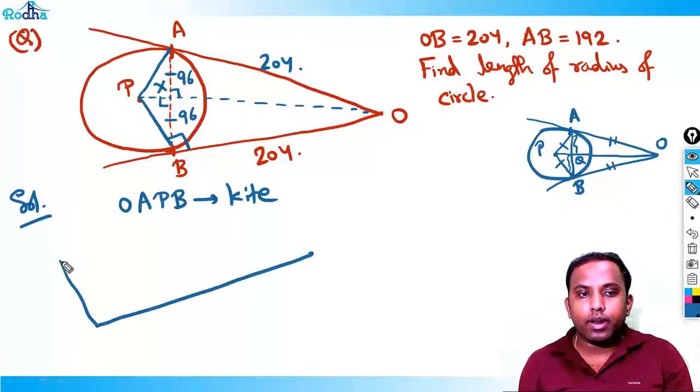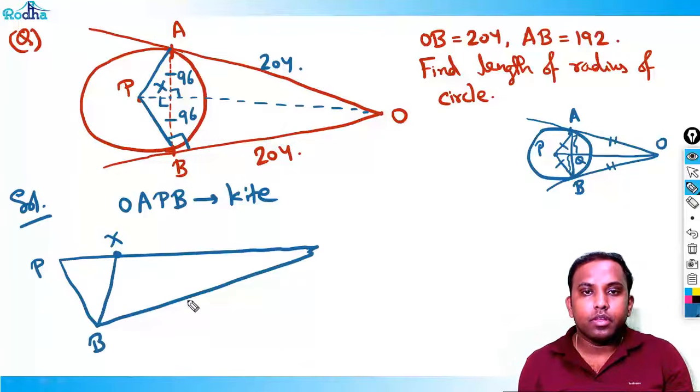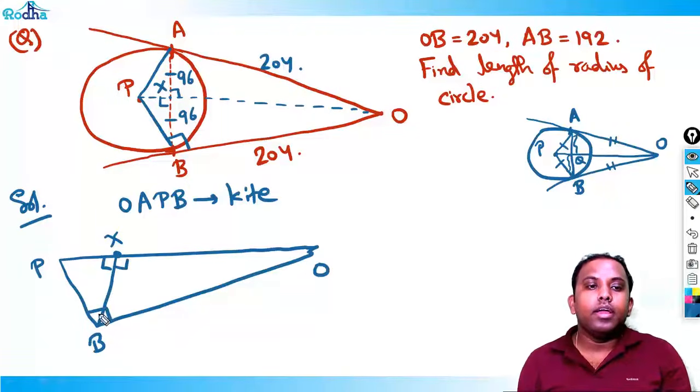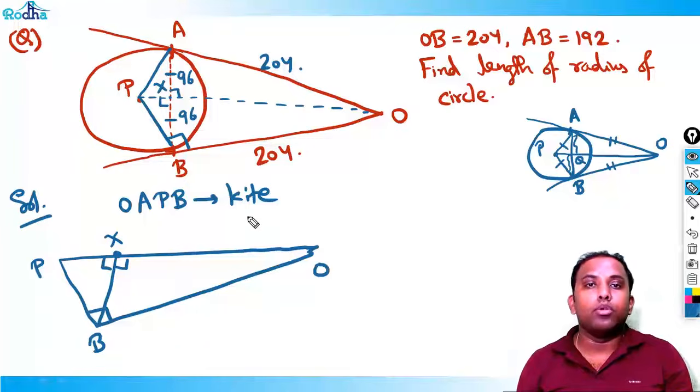If I draw this red triangle outside to make it clearly visible, there's a triangle here. This is P, this is X, this is B, this is O, this is 90 degrees, and this is also 90 degrees. So basically, it is a right angle triangle PBO and BX is a perpendicular. So again, this is 90 degrees. So you can use the concept of similarity: a perpendicular inside a right angle triangle makes both triangles similar. We have studied it.